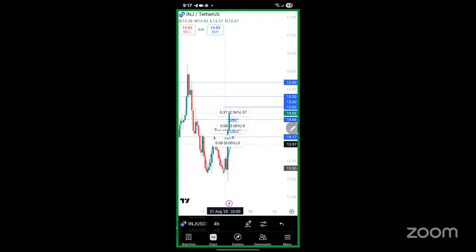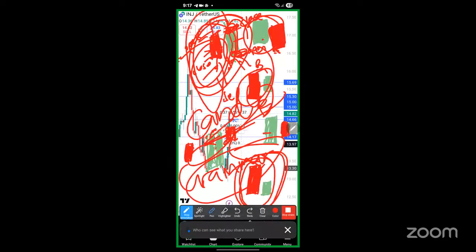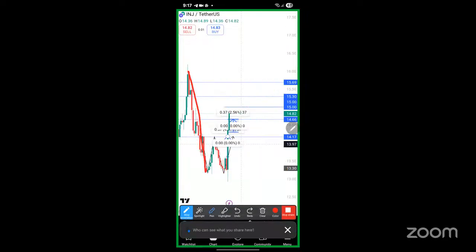You understand? So today we are going to look at this pattern, and this pattern is called a double bottom. A double bottom is a pattern used in trading. A double bottom occurs after a prolonged downtrend.